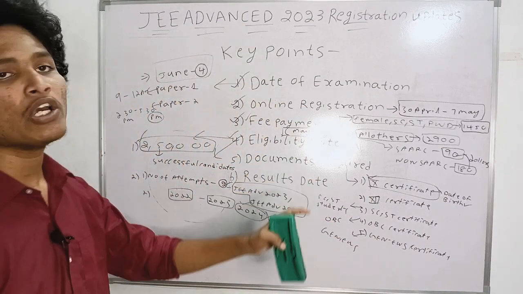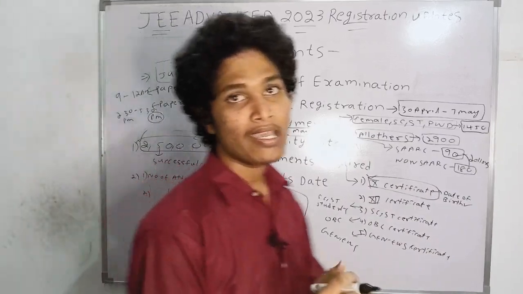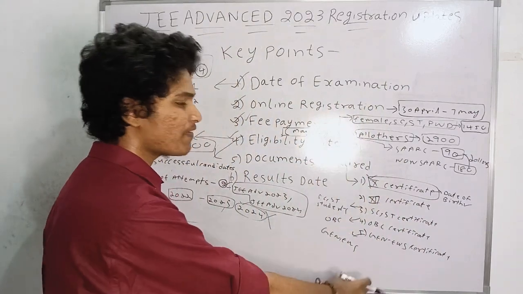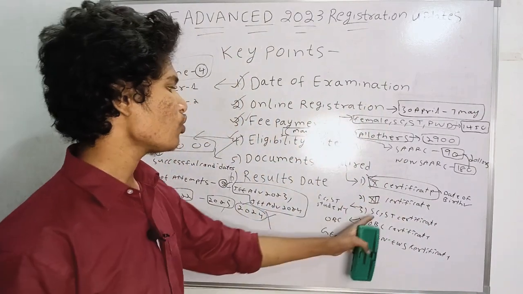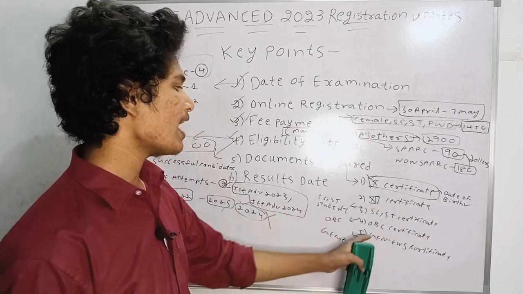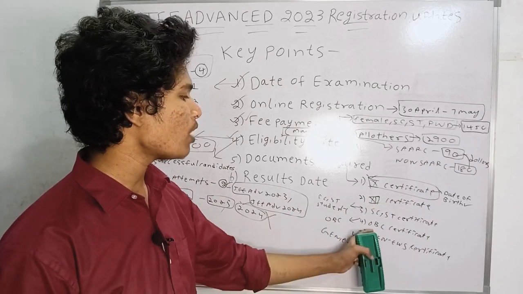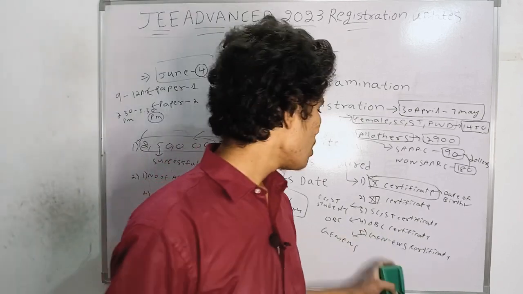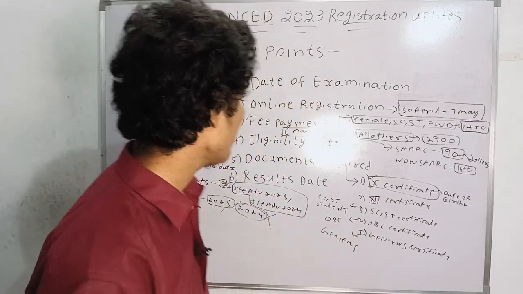For documents required, you need the 10th class certificate, with date of birth as a must, and the 12th class certificate, and the remaining certificates will depend on your category. If you belong to SC ST category, you have to have the SC ST certificate, if you belong to OBC category, you have to have the OBC certificate, and if you belong to general EWS, you have to have the general EWS certificate. It is very important.